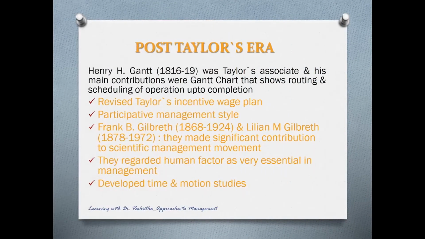Now, after Taylor's era, the post-Taylor era, the main name that contributed and could make it marketable was Henry H. Gantt. He was Taylor's associate, and his main contribution, as you must have heard, is the Gantt chart. It was famous because it could show the routine and scheduling of operations up to the completion of any activity. He also gave a revised version of Taylor's incentive wage plan, and he talked about the participative management style.